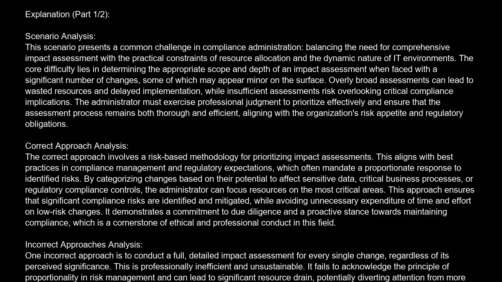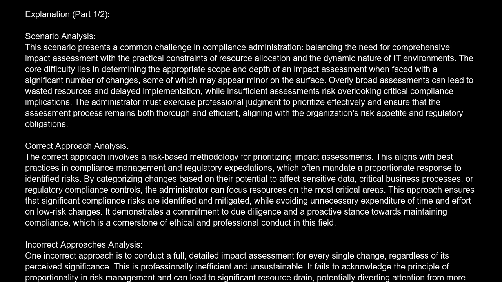Correct approach analysis. The correct approach involves a risk-based methodology for prioritizing impact assessments. This aligns with best practices in compliance management and regulatory expectations, which often mandate a proportionate response to identified risks. By categorizing changes based on their potential to affect sensitive data, critical business processes, or regulatory compliance controls, the administrator can focus resources on the most critical areas.